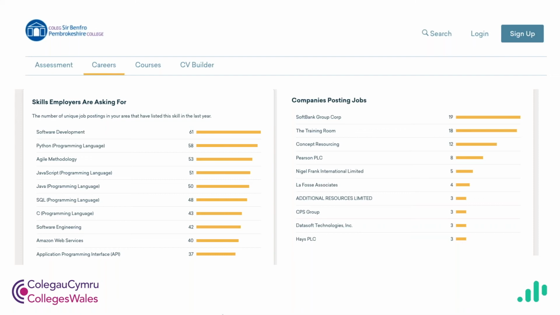So we can see there the top programming languages and so on that are needed for software developers, and then we can see the top companies who are posting those jobs in this particular area. So a great way to make that link between using the data for strategy, developing curriculum, advice and guidance activities, and then a very tactical way of how we present that to the learner.